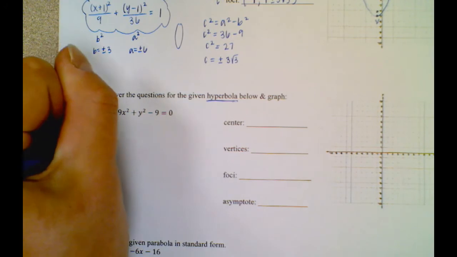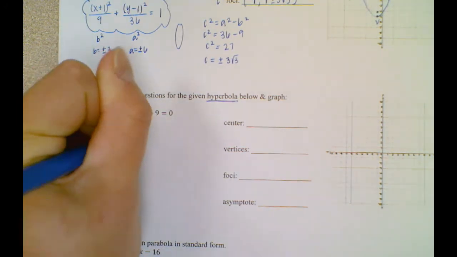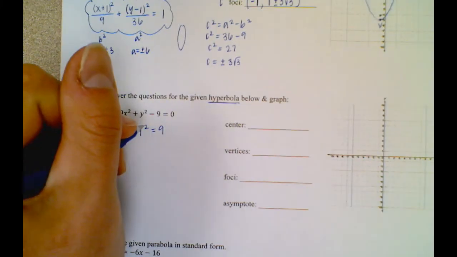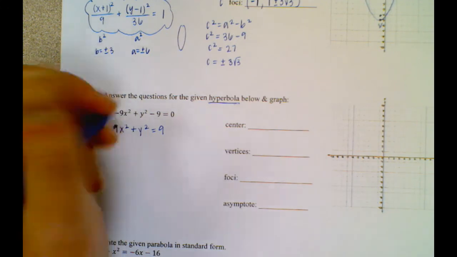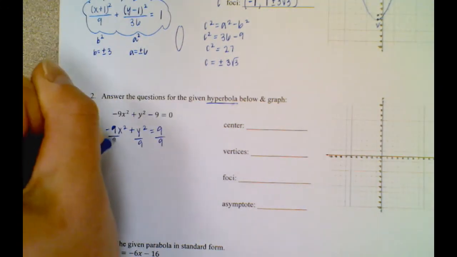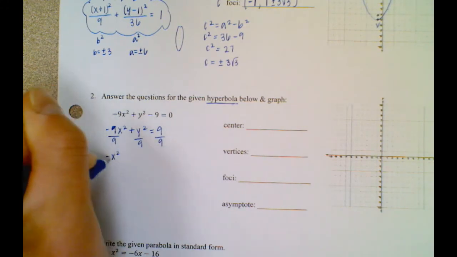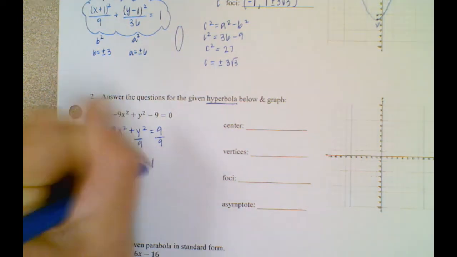All I'm going to do first is move the constant over. And then you guys can see on your formula sheet that the equations have to be set equal to 1. So I'm going to divide everything by 9. And I get negative x squared, and that would just be over 1, plus y squared over 9 equals 1.